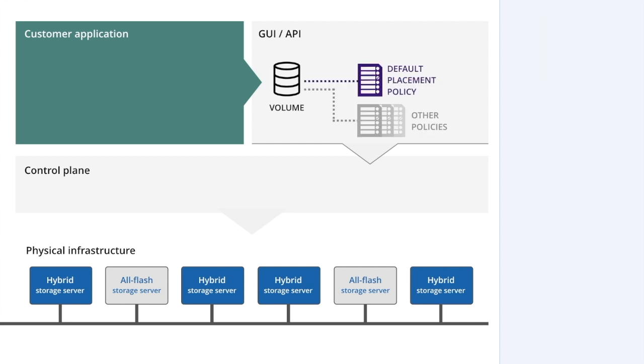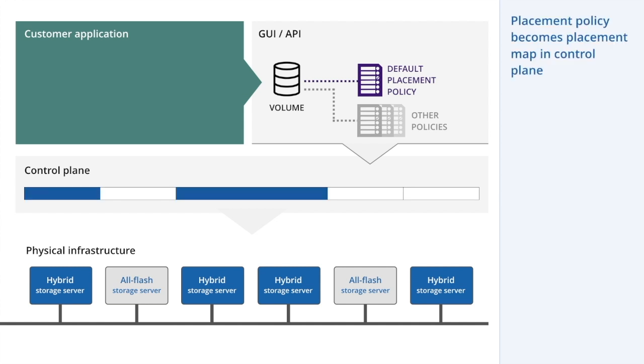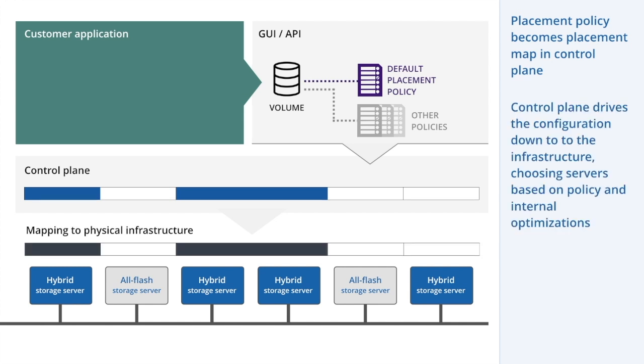So when we provisioned our volume, we didn't specify a policy. So by default, we received the default placement policy configuration. So the control plane takes that policy and builds a placement map based on that policy, as well as some internal optimizations like current server loads and capacities. And then it drives that placement map down into the physical infrastructure. Now that placement map is the only metadata for active IOs in the system. So it's actually directly controlling the flow of data, even at this high level of abstraction that's policy driven.